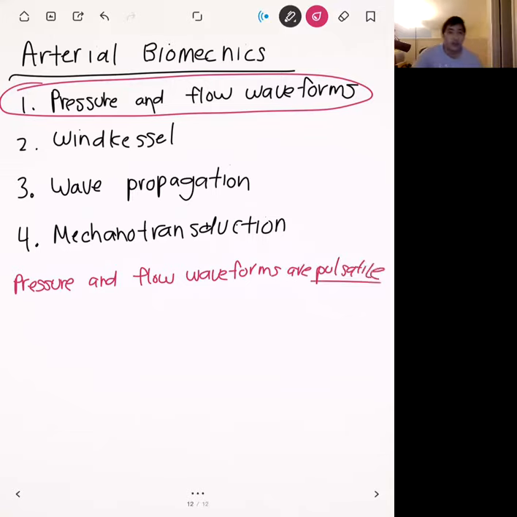Okay. And so what that basically means is that they're going to go up and they're going to go down. And so they're basically going to oscillate. And this correlates with the fact that your heart has to pump and then has to relax, and then has to pump and then it has to relax.